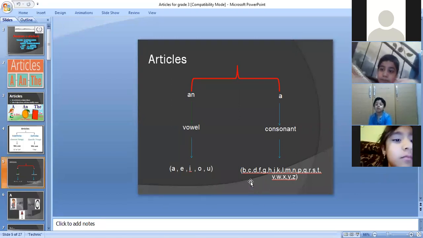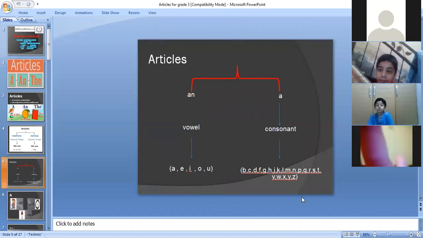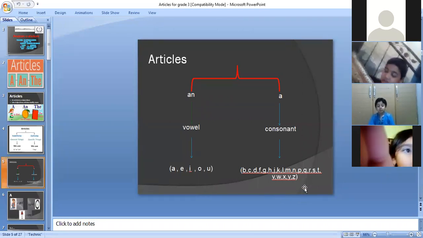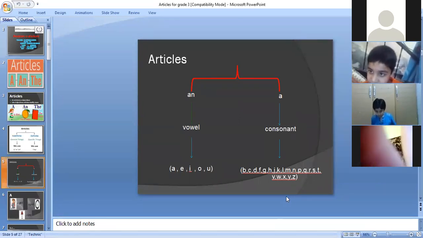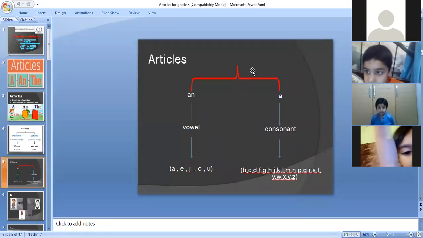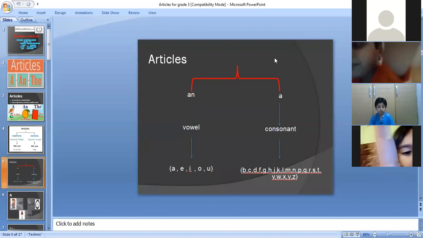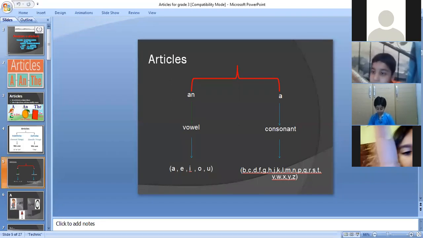The remaining letters, B, C, D, etc., other than A, E, I, O, U, are called consonants. What are they called? Consonants. Yeah. And we use a before consonants. We use a before consonants. Is that clear? Nod your head. Is that clear, dear children? Okay. Now moving to the next slide.